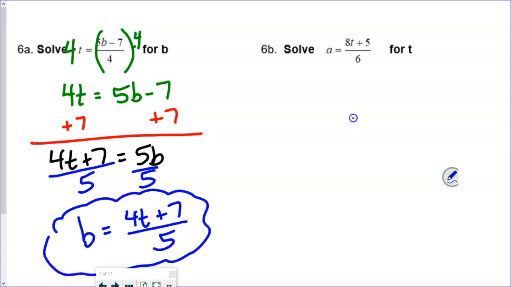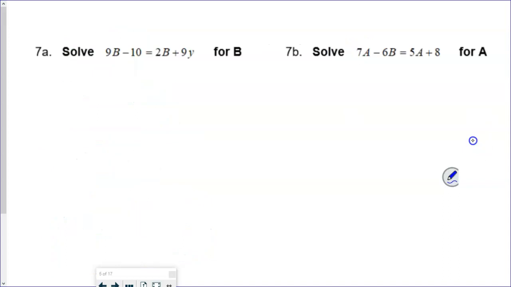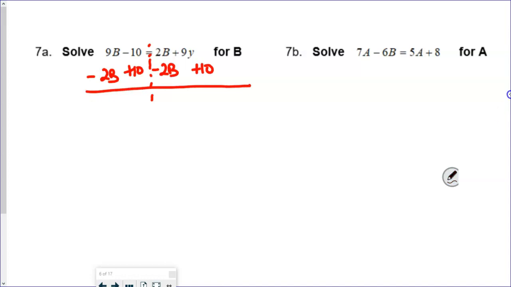All right, moving along. We're going to look at number 7. Same review section. This time we're trying to solve for capital B, and there are multiple B's in the problem, and they're not even on the same side. So the first thing we have to do is move anything with a B to one side, which means anything that doesn't have a B in its term to the opposite.